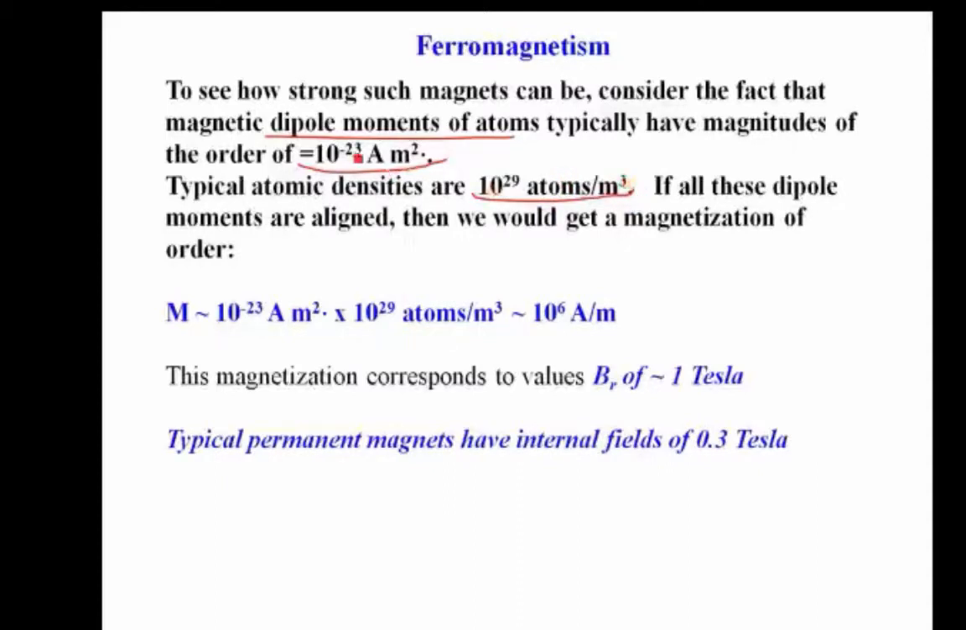If you took this dipole moment and this density, you can calculate then the magnetization if they were all aligned. And what you end up with is 10 to the 6 amps per meter. If you change that to a value of B sub r, that's equal to about 1 Tesla. Typical permanent magnets have internal fields of about 0.3, so they don't make the perfect alignment that we just predicted.